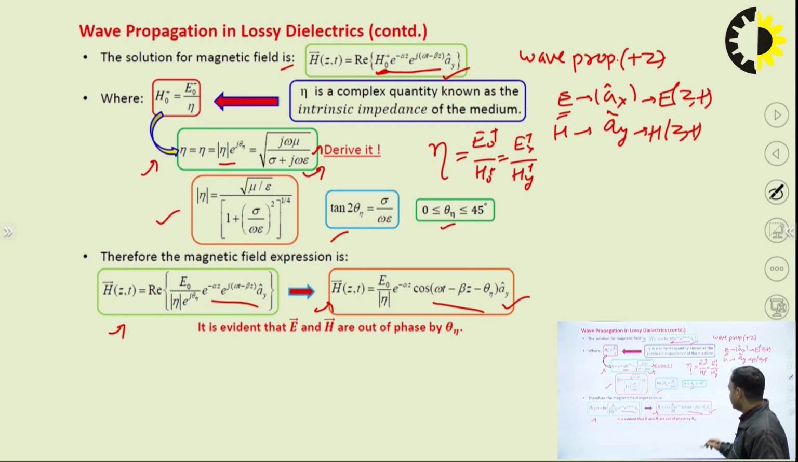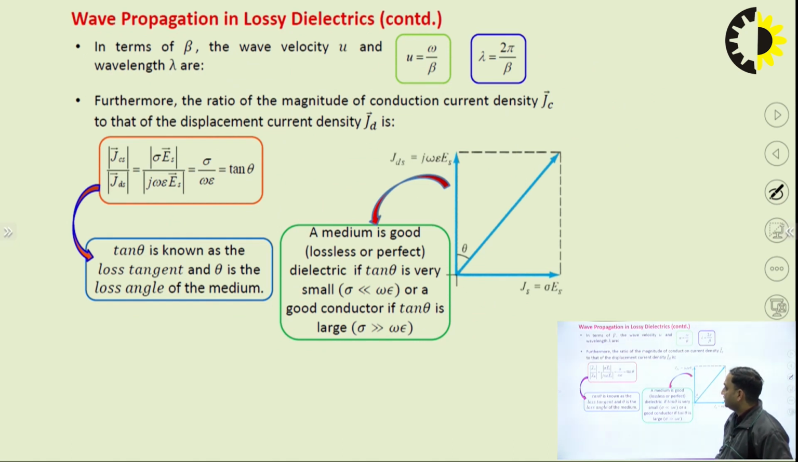This shows that E and H are out of phase by theta n, so this theta n is the phase shift between the E and H components. Then we can get another term for the velocity of the wave, which we define as omega upon beta, and the wavelength of the wave can be defined as 2 pi by beta.